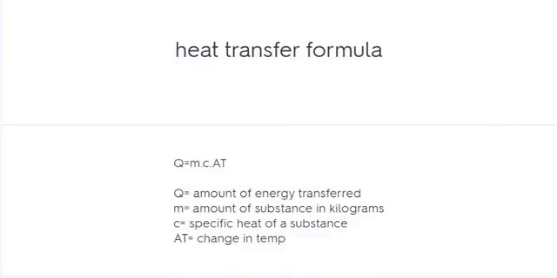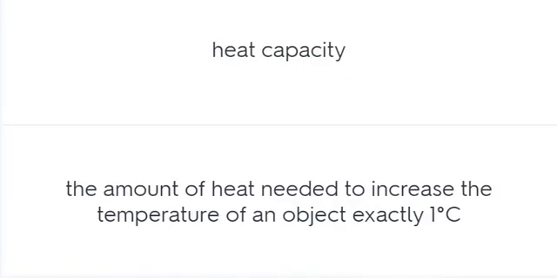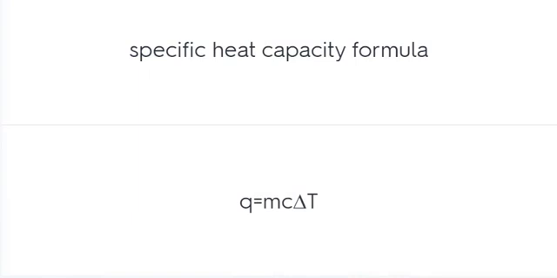Heat transfer formula. Q equals mCΔT. Q equals amount of energy transferred. m equals amount of substance in kilograms. C equals specific heat of a substance. ΔT equals change in temperature. Heat capacity. The amount of heat needed to increase the temperature of an object exactly 1 degree Celsius. Specific heat capacity formula. Q equals mCΔT.